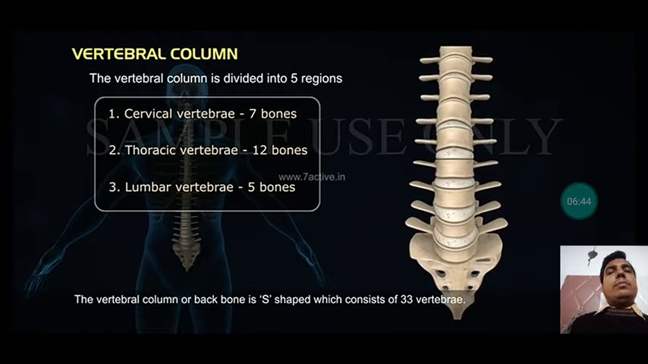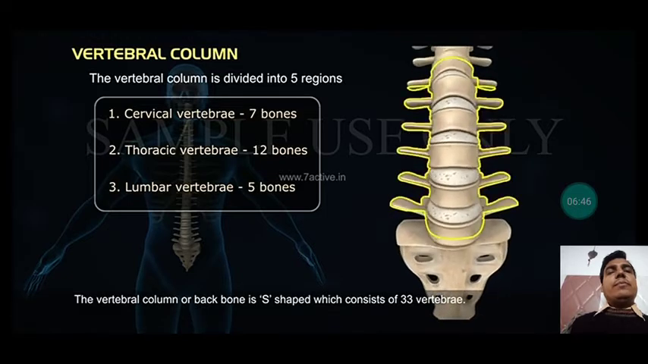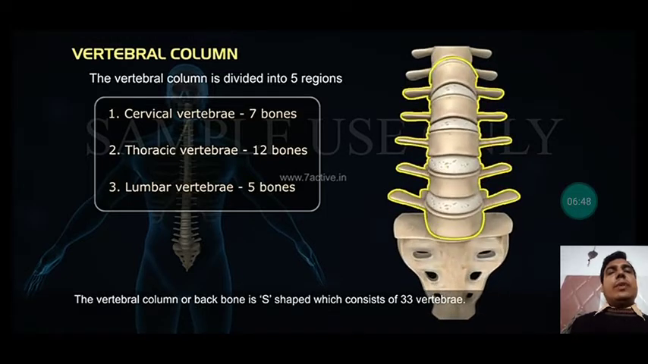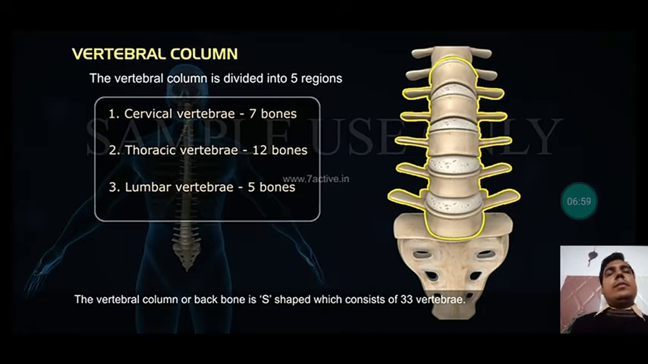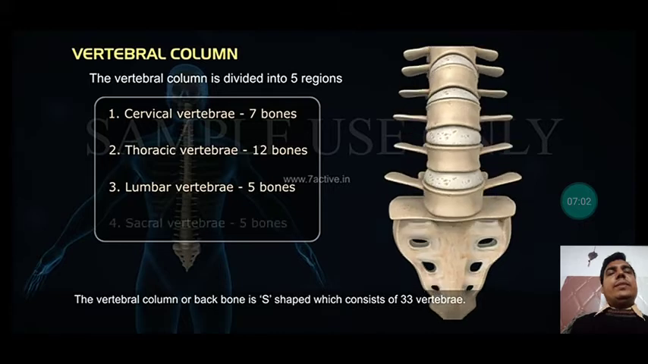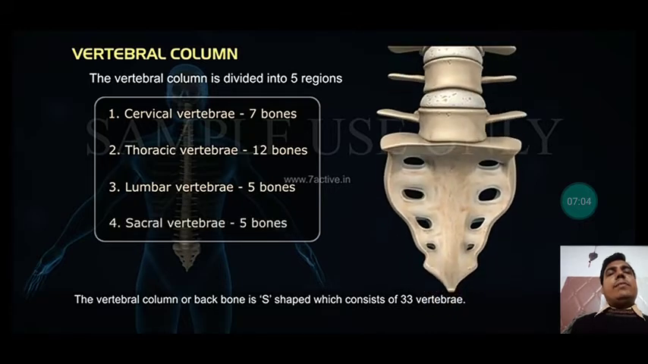Third is the lumbar vertebrae, which are 5 bones: L1, L2, L3, L4 and L5. After this, the sacral vertebrae, formed from 5 bones. That complete part is formed from the 5 bones.